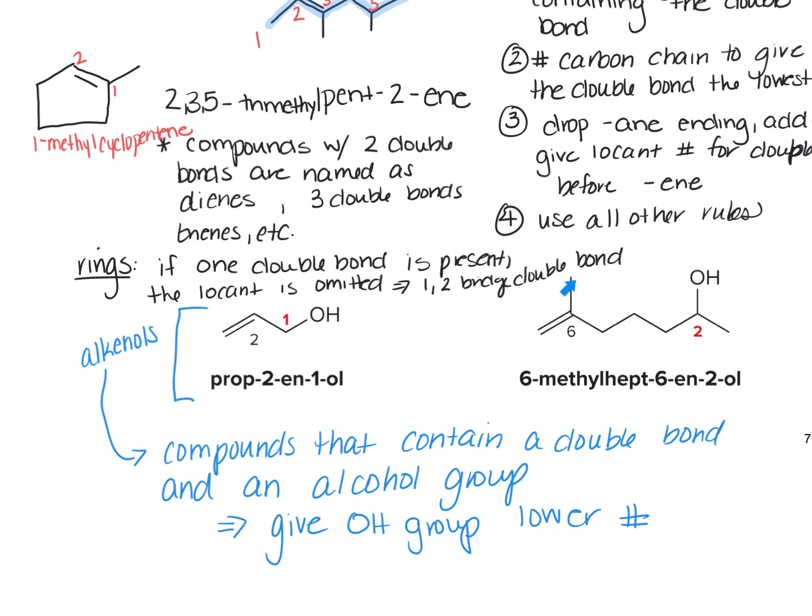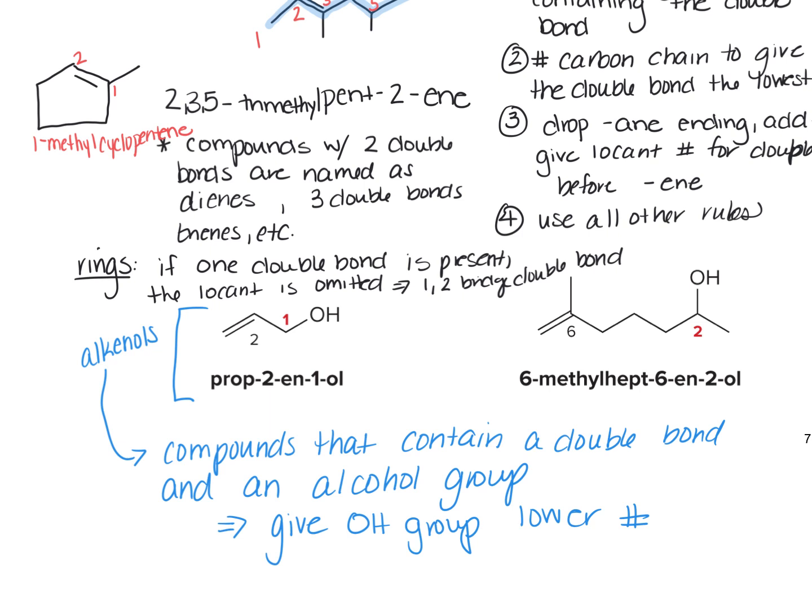Okay, so here's another structure that we have. The longest chain is 1, 2, 3, 4, 5, 6, 7, right? Because it needs to contain the double bond. And so this would be 6-methylhept-6-en-2-ol. That tells us where the double bond is. And then 2-ol tells us where the alcohol group is. And so you put both of those locants here between the suffixes. So that's how you name the alkenols there. And you follow all the other rules.